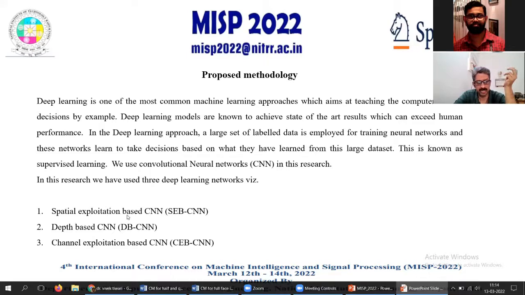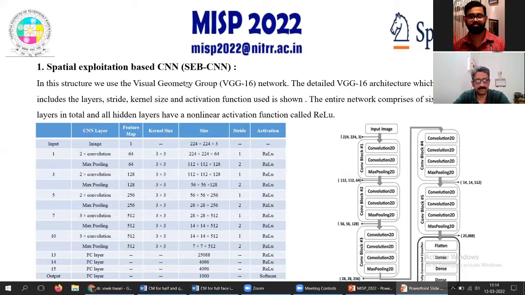One is called the Spatial Exploitation-based CNN. The second is the Depth-based CNN. And the third is the Channel Exploitation-based CNN. And we have fed all these images through these 3 networks. So this is the first one, the Spatial Exploitation-based CNN, in which we have used the VGG network. This is the structure of the VGG network. It has 16 layers, and it has a non-linear activation function called the ReLU. We have modified the last layer so that it works for our data set.